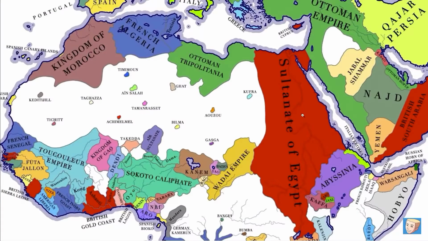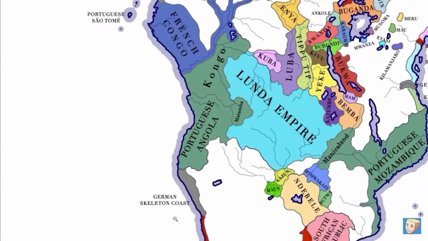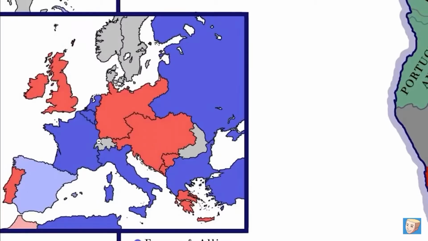This is already so beautiful. Then 20 years later, the British get all of Egypt. The French are getting a lot of coastal territory, especially the Ivory Coast. Germany's getting some things, but not a whole lot. It's now 1910, right before WW1, and already you can see some pretty big changes.